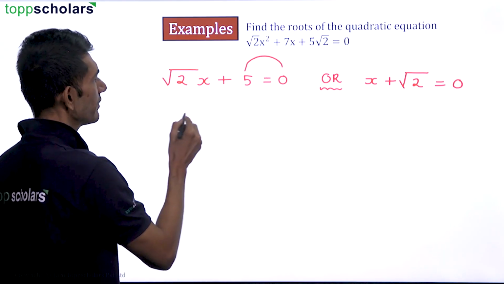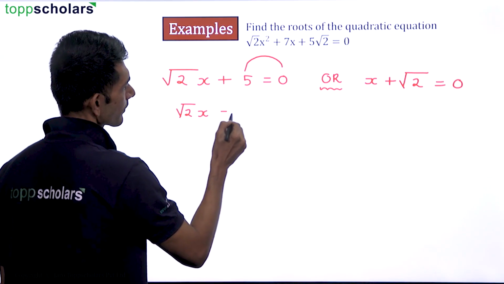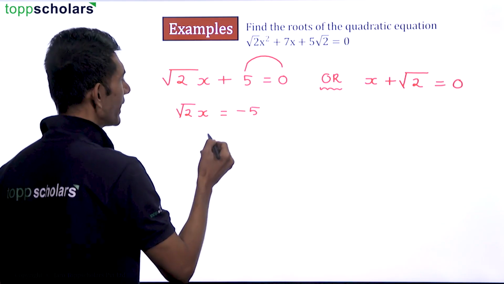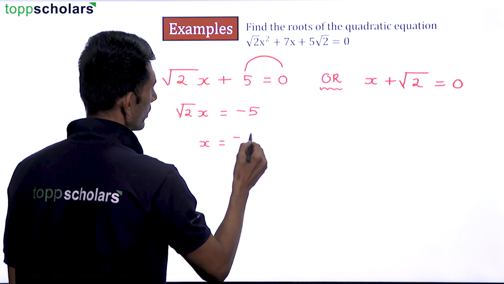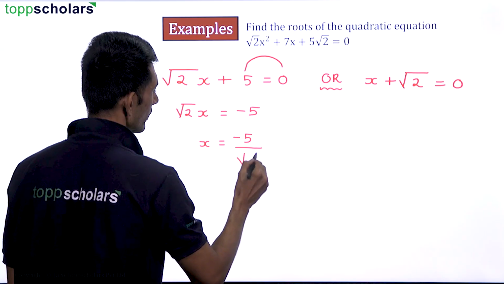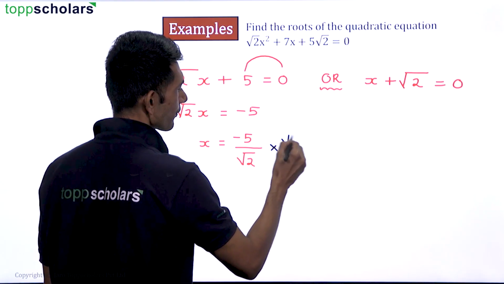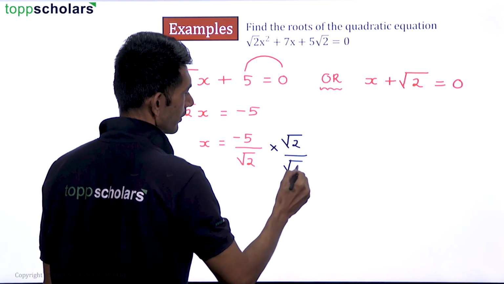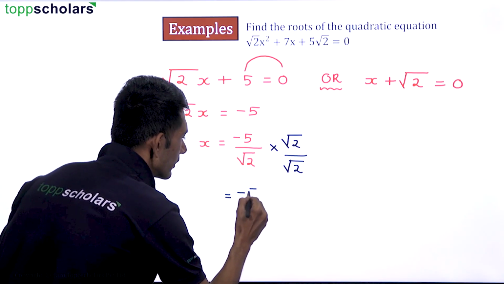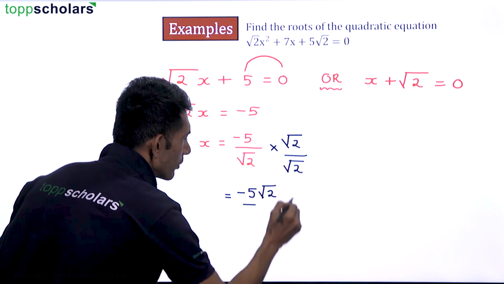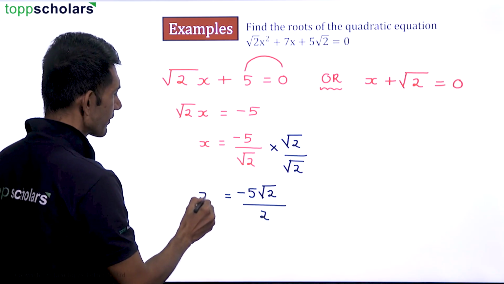So from here if I shift 5, I get root 2x is equal to minus 5. So x will be equal to minus 5 by root 2. You can rationalize this, that means multiply by root 2 by root 2. So this becomes minus 5 root 2 by root 2 into root 2 is 2. So that is one of the values of x.